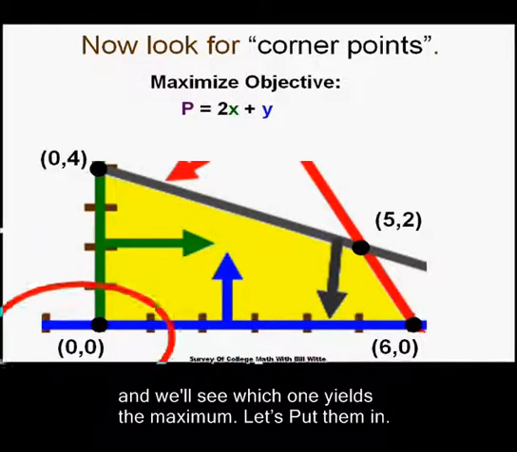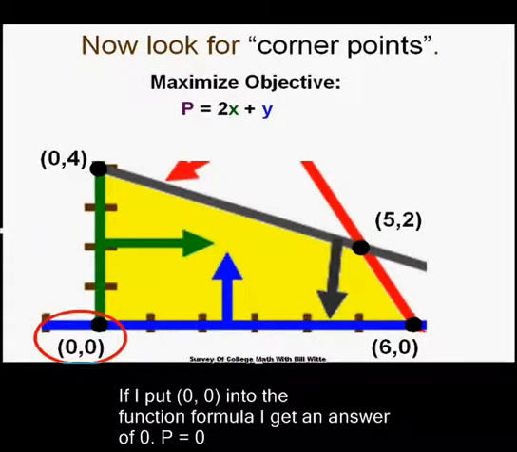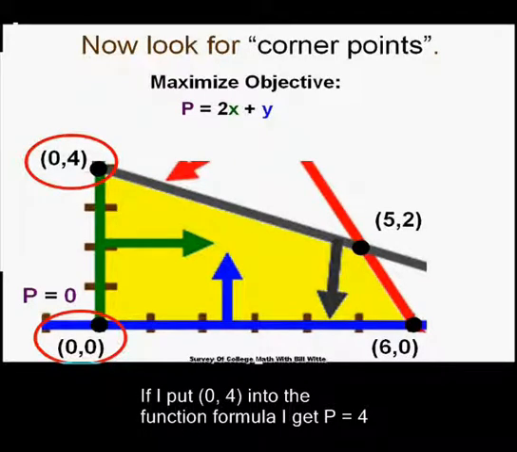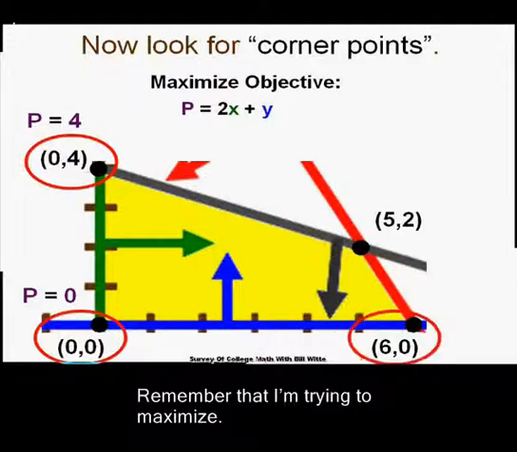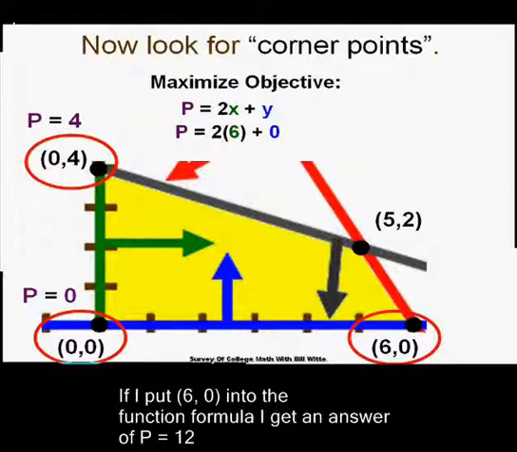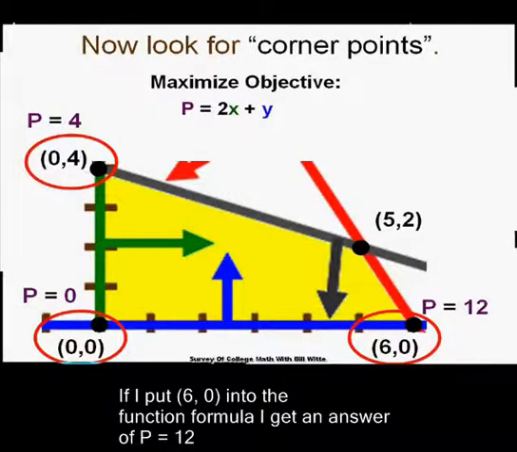Put them in. If I put this function in, 2 times 0 plus 0, I get 0. Let's say P is profit. Profit would be 0 at that place. Remember, I'm trying to maximize. In this position, I put a 0 in for x and a 4 in for y. Profit will be 4, won't it? 2 times 0 plus 4. If I use this position, 2 times 6 plus 0, profit will be 12.